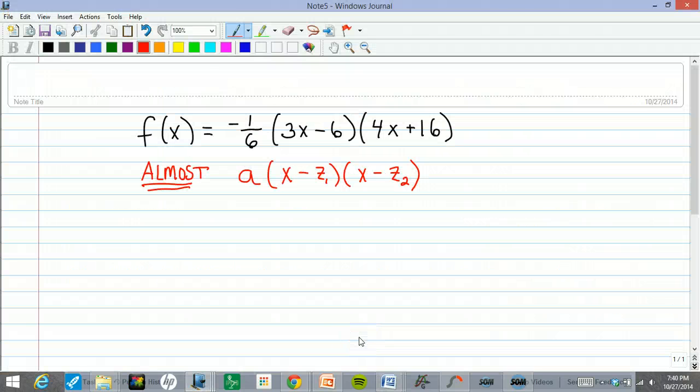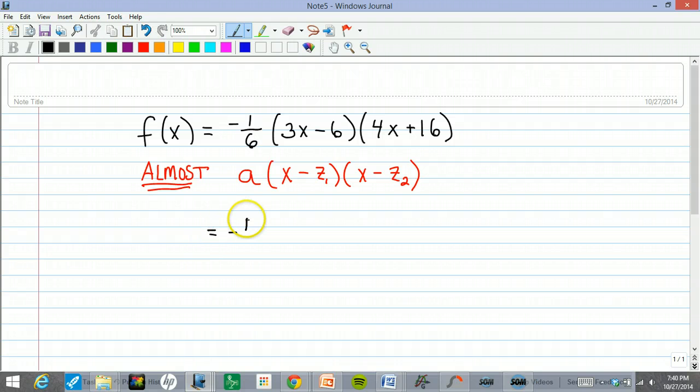I hope you've given it a little thought and wondered why this is not intercept form. This right here is intercept form: a times the group x minus z1 times the group x minus z2. Notice that the coefficient of x needs to be 1 in this form. Otherwise, you don't have it. Technically, we don't have a coefficient of 1 on our x terms, but we can make it so. How? Using a little strategy called factoring. We're going to take each of those groups and make it so that the coefficient is 1.